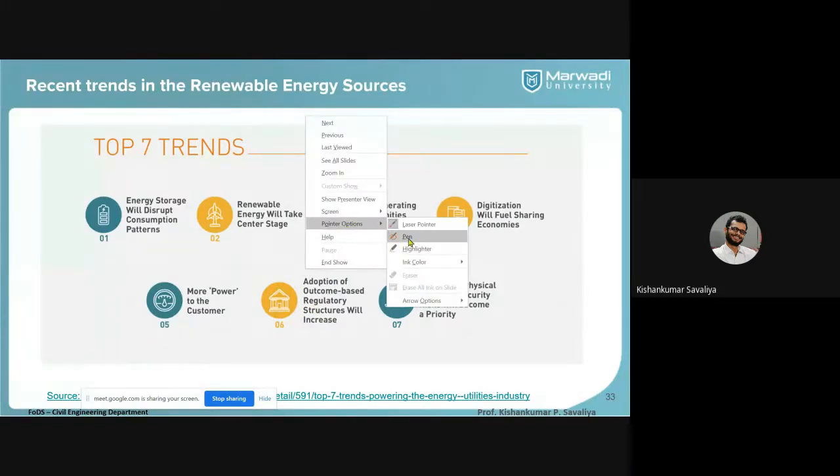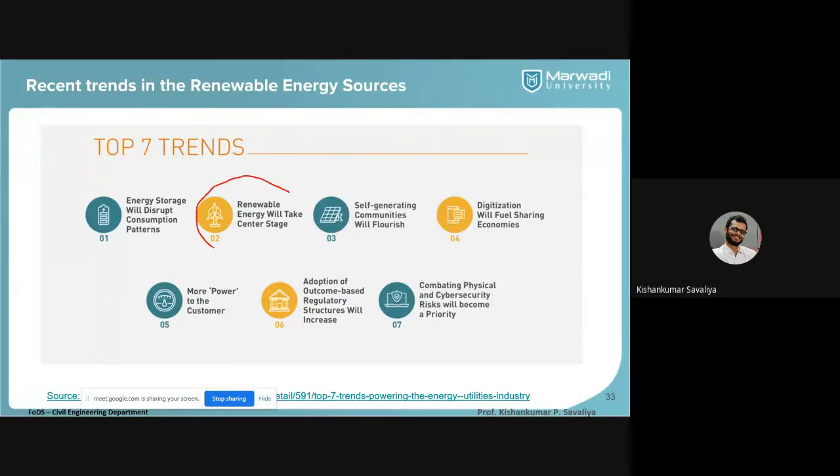But what is the interesting thing here, this second one, right? Renewable energy will take the center stage, right? That means whatever the second trend is, renewable energy sources will be at the center of any kind of development in the future, right? So whether it is energy storage, it must directly fulfill the requirement of renewable energy sources, whether it is a self-generating community, right? So everything will be based on renewable energy sources, right? I hope you are getting the point.